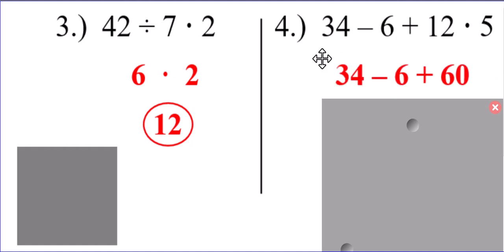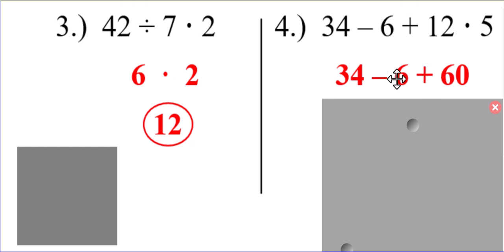So I hope you did not start doing 34 minus 6 and then plus 12. No. Multiply before you add or subtract. That is part of the order of operations. 12 times 5 is 60. Now I can do the addition and subtraction.